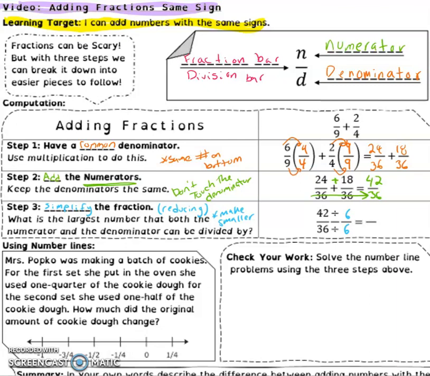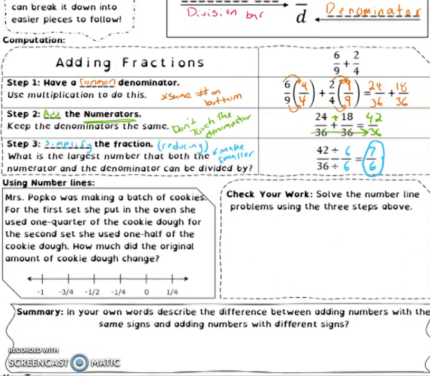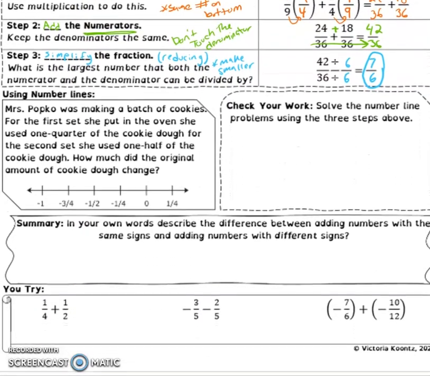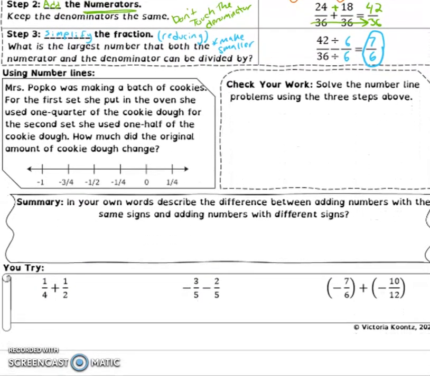So 36 divided by 6, we get 6. 42 divided by 6 is 7. And so our new answer is 7/6. All right, so there we go. That's our answer. Now we have a word problem.